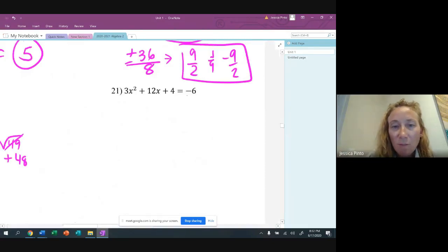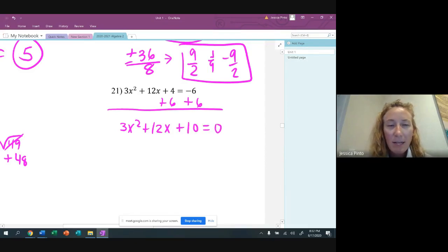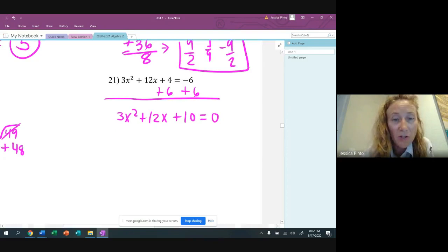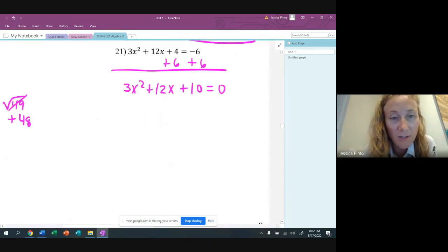21, I've just got to do one little baby step. And now it's ready to go. For a second there, I was hoping that I would have a GCF. And then I could divide everything by that GCF to make the work a little bit easier, but not this time. So feel free to solve this one. We've got large numbers, so it's going to be a little bit more challenging.